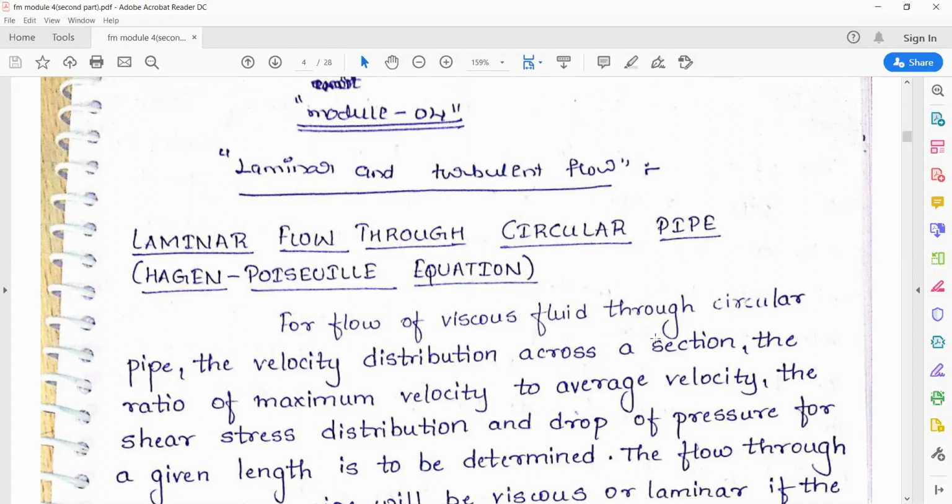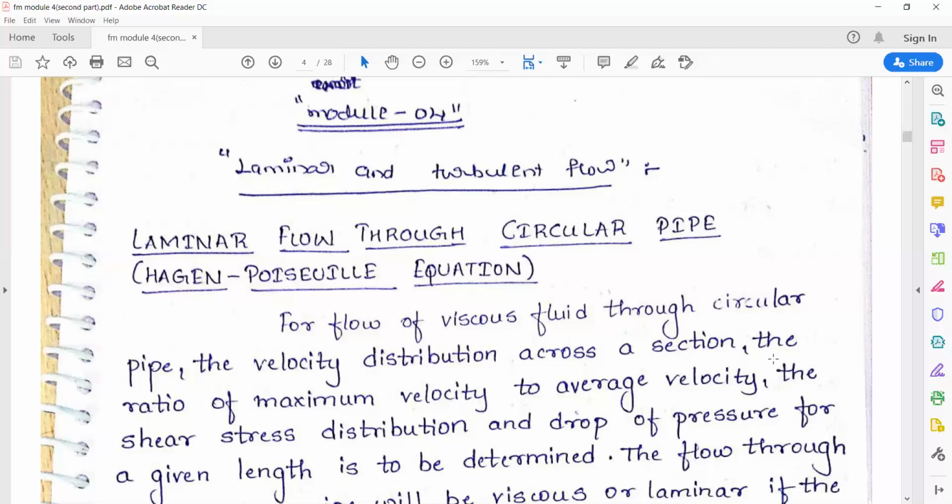So in this module, under the fourth module, in this topic, the derivation will be asked. That derivation is popularly known as the Hagen-Poiseuille equation. From the exam point of view, this is a very important topic: laminar flow through a circular pipe. That is also called the Hagen-Poiseuille equation.